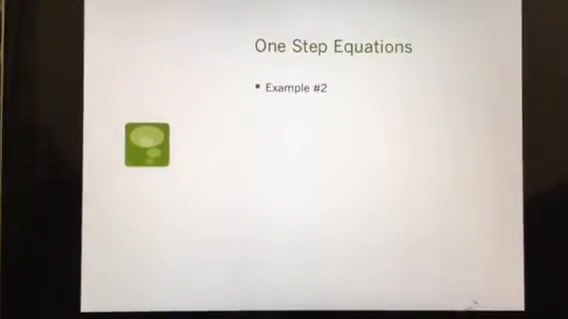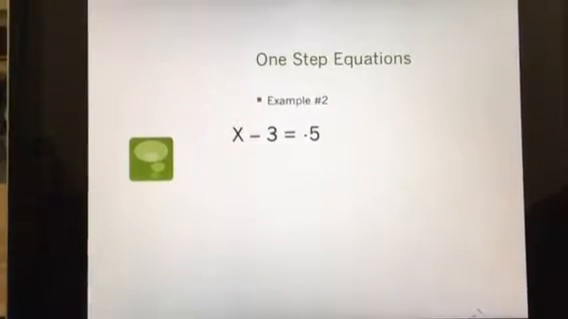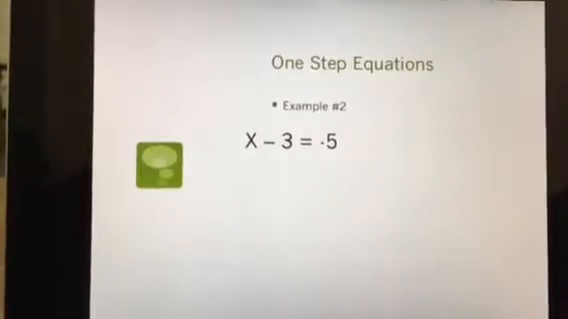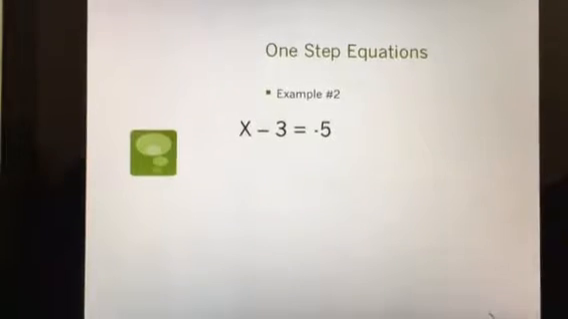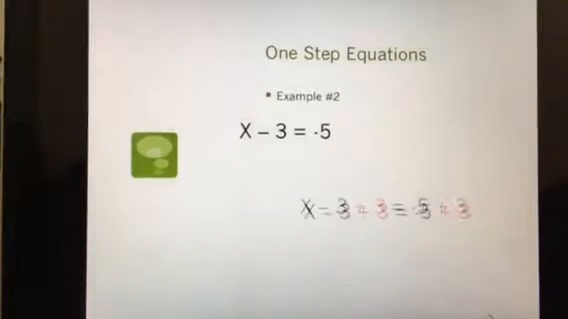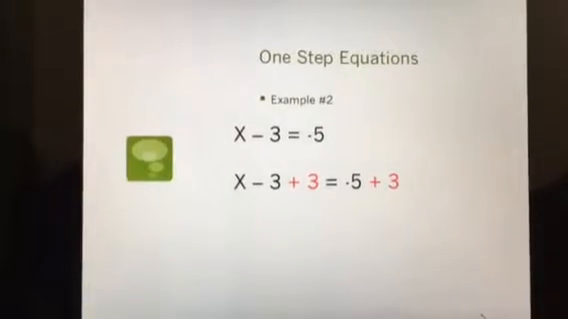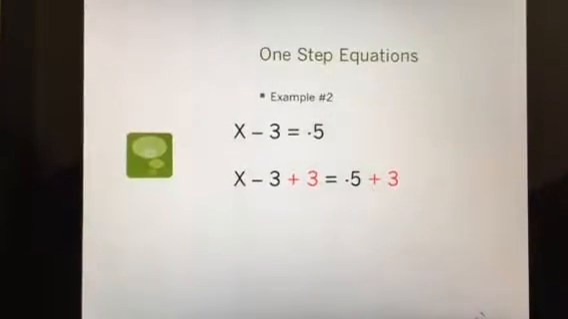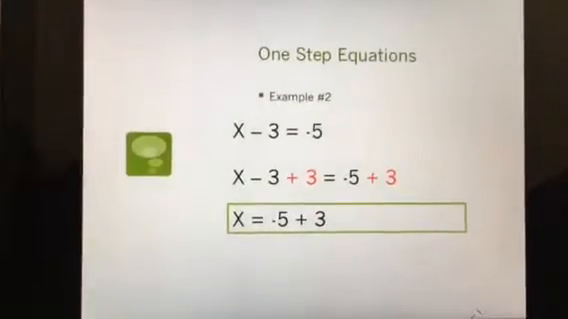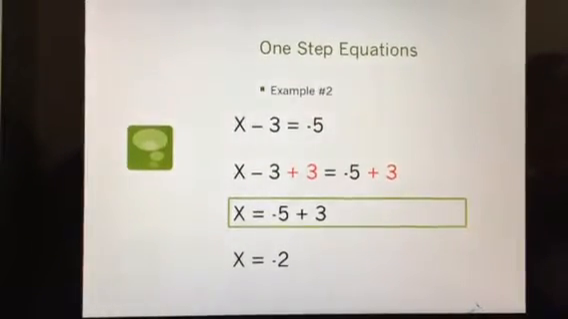Our next example is x minus 3 equals negative 5. Alright, so the first thing that we need to do is to look at balancing out the equation by having the x on one side and the coefficients on the other. So I'm going to look at the negative 3 on the left side of the equation. I'm going to add 3, so the numbers will cancel themselves out, and what I do to one side I have to do to the other. So I'm going to add 3 to the other side. I'm left with x equals negative 5 plus 3, which is negative 2. So x equals negative 2.